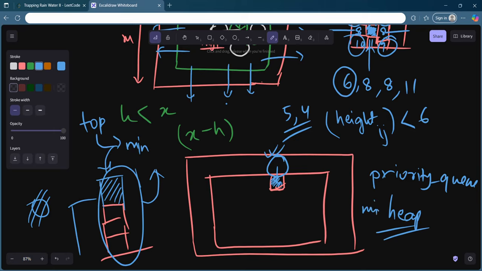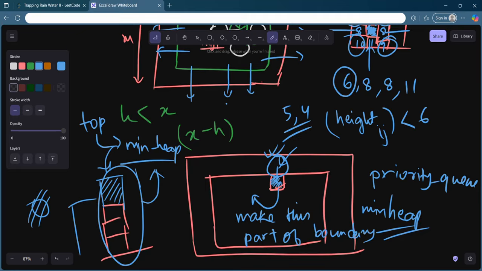So you store it in a min heap. By default a priority queue stores as a max heap, but you need to make it a min heap by height, and you will directly get the minimum element, and you will also push this element. You will also make this part of your boundary, to prevent water leakage.